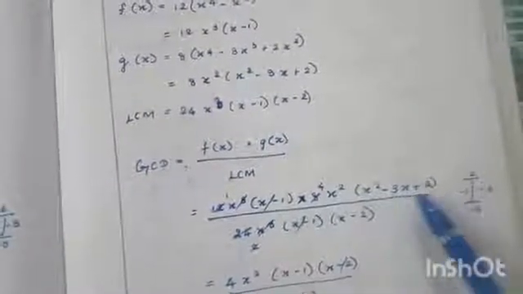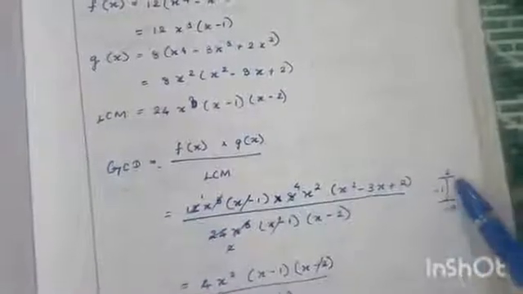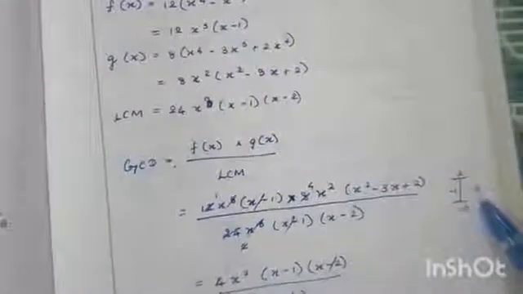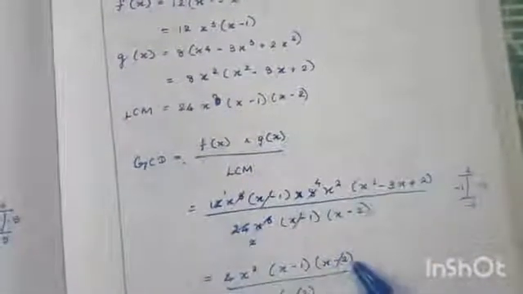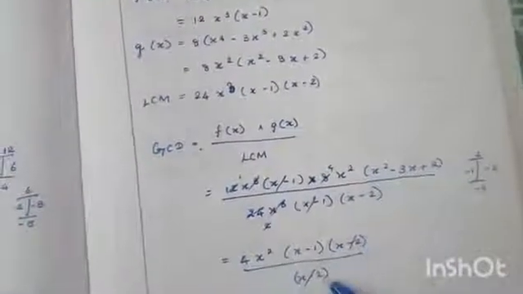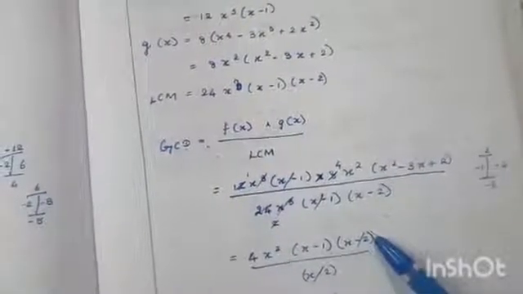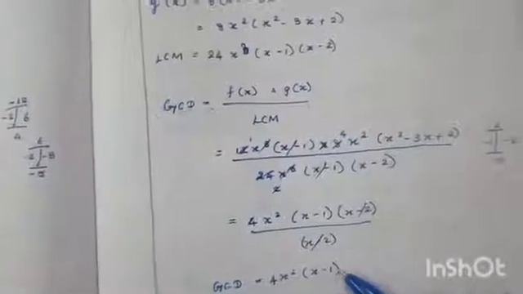For this x square minus 3x plus 2 you have to find the factors. Product value 2, adding value minus 3. So minus 1 and minus 2. The factors are x minus 1 into x minus 2. For this quadratic expression we found the factors. In the denominator we have x minus 2, so x minus 2 cancels. After cancelling we have 4x square into x minus 1.